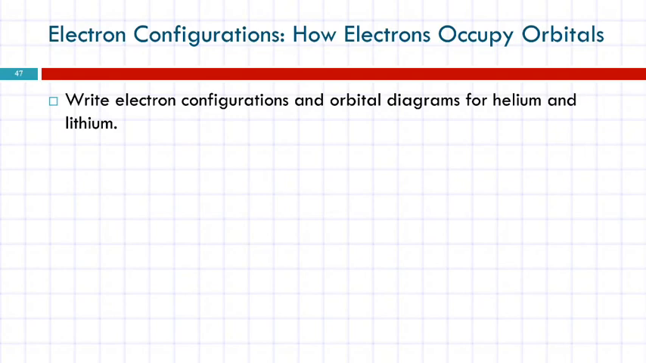So let's write electron configurations and orbital diagrams for helium and lithium. I'm going to do the orbital diagrams first because I think they're easier. So how do we do this? Well, let's do helium. We need to know how many electrons helium has. So we look at the periodic table, and what's the blue number above the symbol for helium? 2. That's how many electrons it has. It's also how many protons. So helium has 2 electrons.